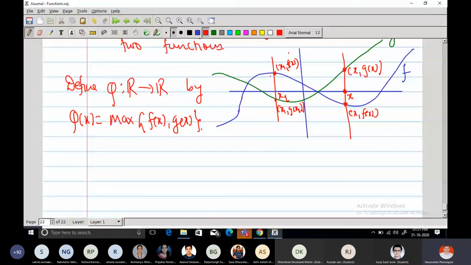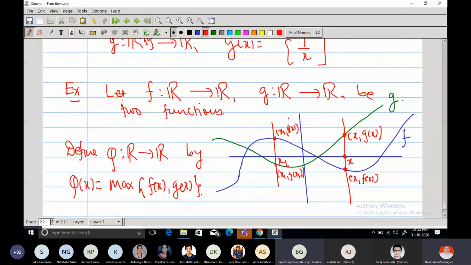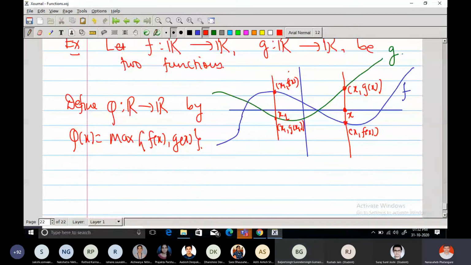Is it well defined? Is it defined at every real number? Yes. Because f(x) and g(x) are defined at every real number. So phi is well defined everywhere because f and g are well defined, and therefore whatever value of f and g at any x, I will choose the maximum, again well defined, because if you have two numbers, then the maximum of two numbers always exists. In general, the maximum of infinitely many elements does not exist, right?